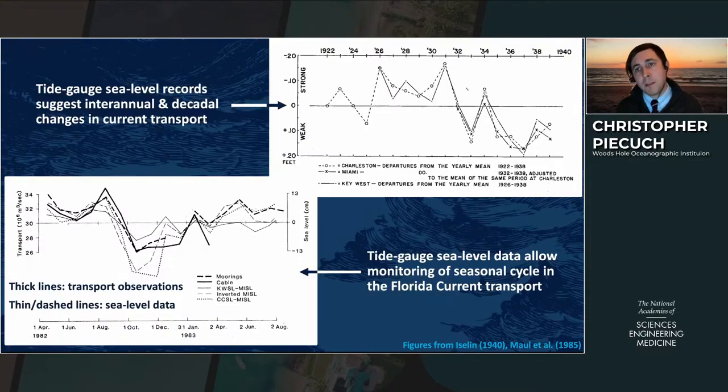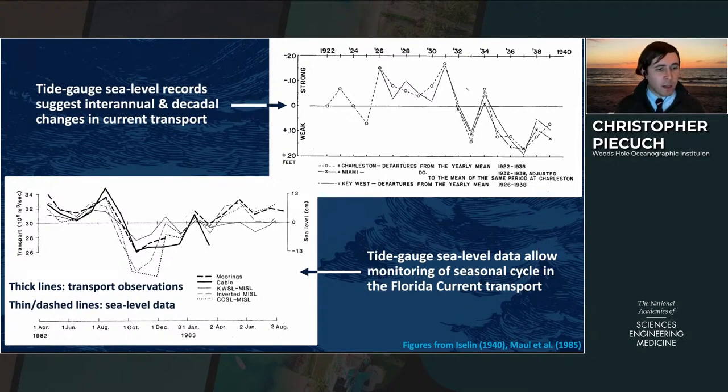So if you look at this time series, he infers that there was a strong drop in the Gulf Stream transport at around 1931 to 1933 or so. That's the inference he draws from the tide gauges. But there were no concomitant transport measurements to corroborate that hypothesis. On the bottom left is a more recent paper by Mall and colleagues from the mid-80s. This is from the STAX experiment.